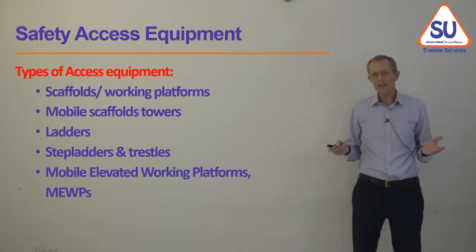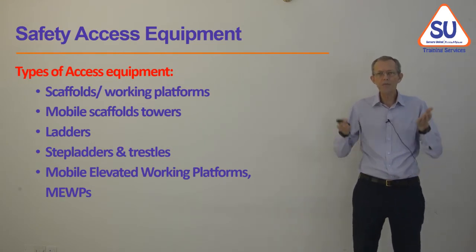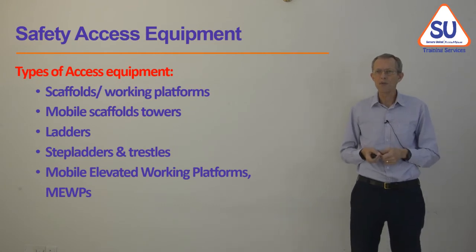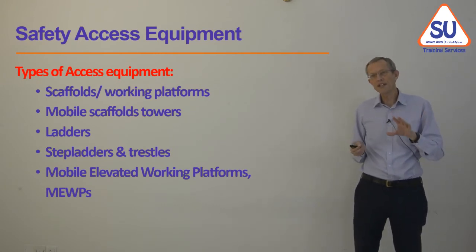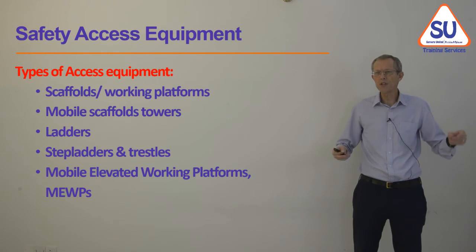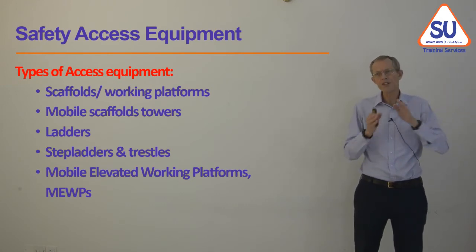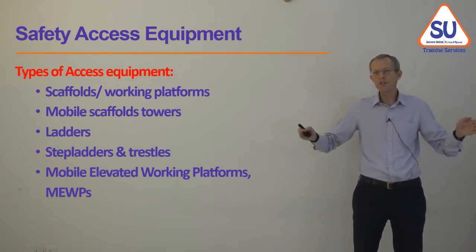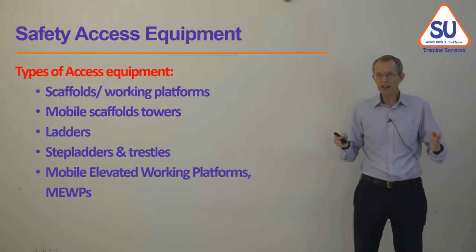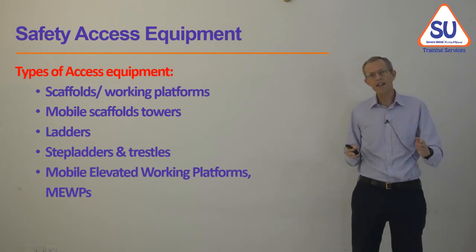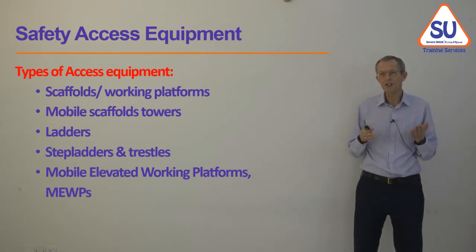There are many types of access equipment, ways to get up to something to do the job. Scaffolds. You will have seen scaffolds. These are working platforms made with poles and clamps and planks of wood. And if they're made correctly and designed correctly, they'll carry the load that you intend to put on them.